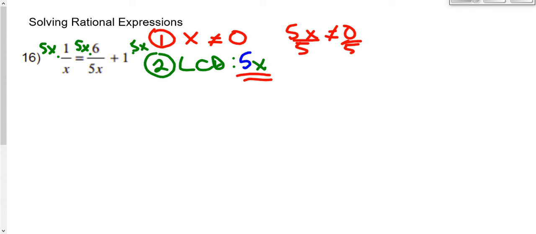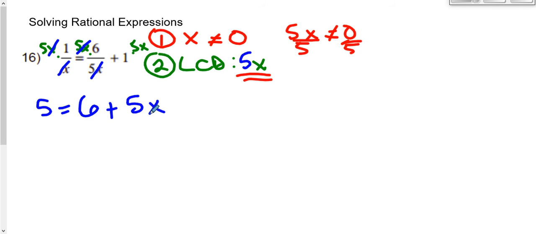And when we multiply it by all three terms, what we're looking for is to cancel all of the denominators. So in the first term, 5x times 1 over x, I have an x in top and bottom that can cancel. And all I have left there is 5 times 1, which is 5. On the other side of my equal sign, my 5x is on top and bottom. All that's left is the number 6. And my last term is just plus 1 times 5x, which is just plus 5x.